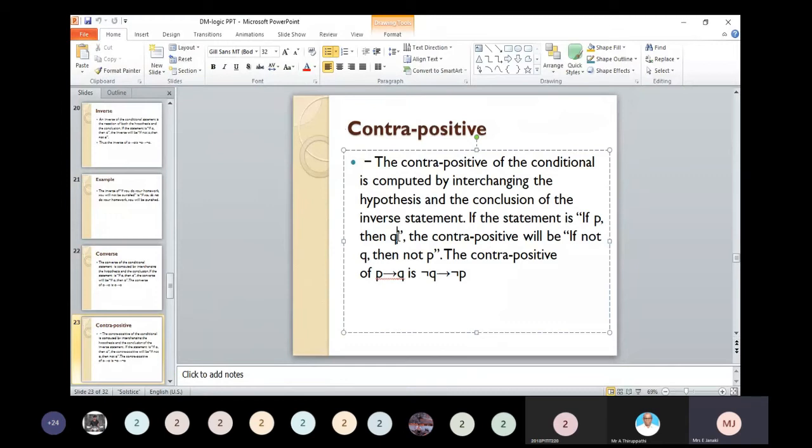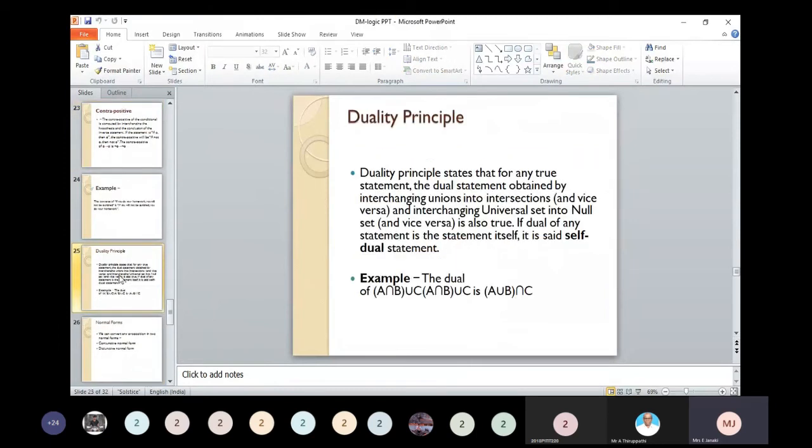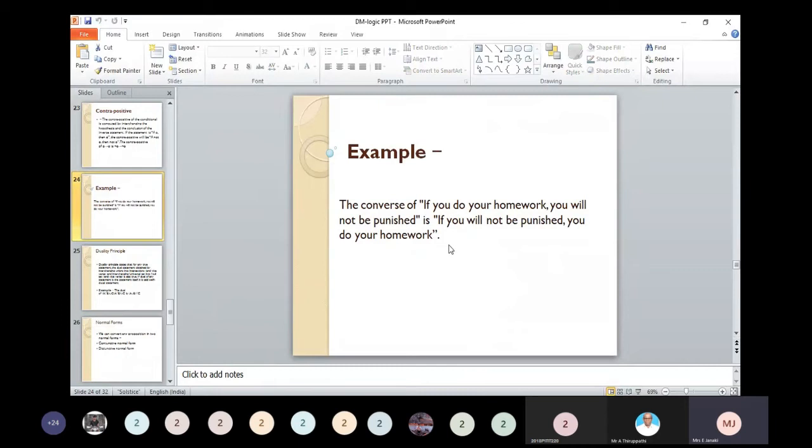This is the contrapositive. That is, what is the mathematical notation? The given statement is P conditional Q. If not Q means what? Negation Q conditional negation P. Now this is a contrapositive. Okay, next. This is an example of the contrapositive.